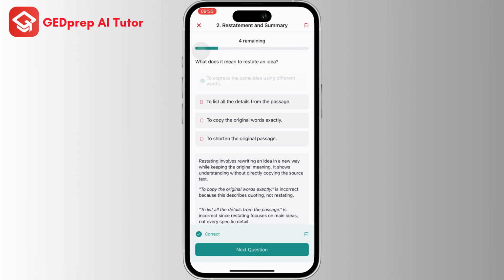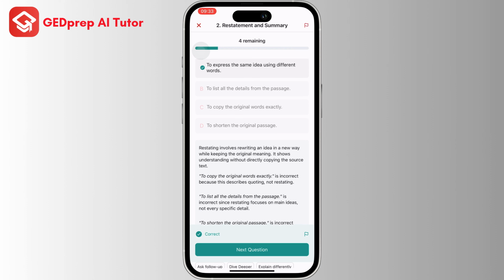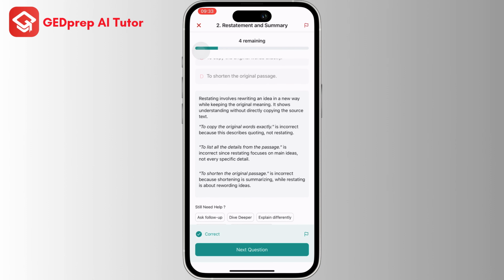The correct answer is to express the same idea using different words. Explanation. When you restate an idea, you take the original thought and rewrite it using your own words, but the meaning stays the same. This shows you really understand the idea instead of just repeating it. Think of it like explaining something you read to a friend. You don't repeat the sentence word for word, but you get the message across clearly.